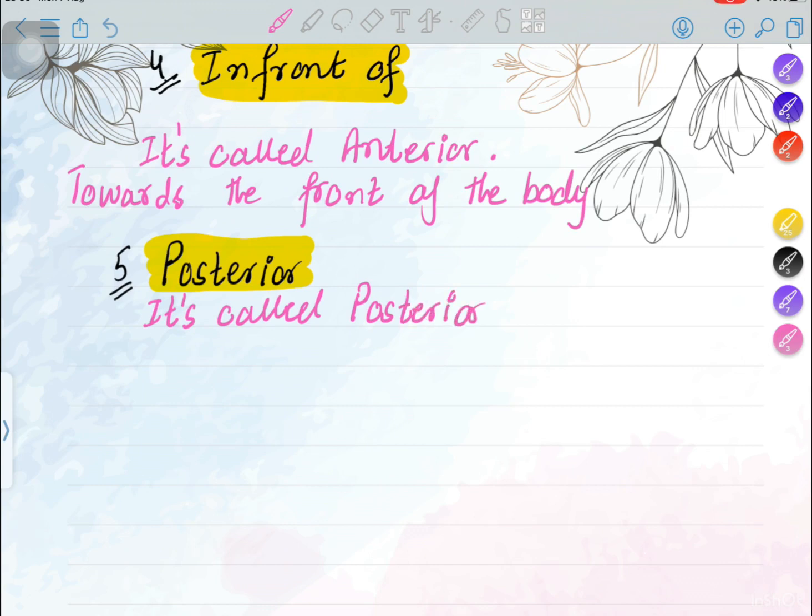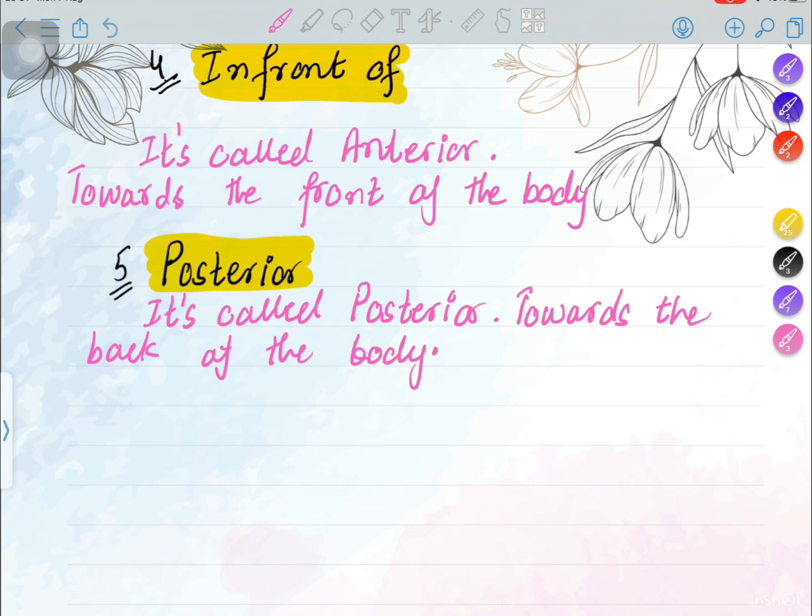If anterior is in front of the body, posterior should be towards the back of the body, correct? Ears are posterior to the nose. If I compare the two to tell the location of the ears, I would say that the ears are posterior to the nose, that the ears are behind the nose. So the nose is anterior to the ears, towards the front, and the ears are posterior, towards the back. Here is an important point for you, that's why I'm writing in red.